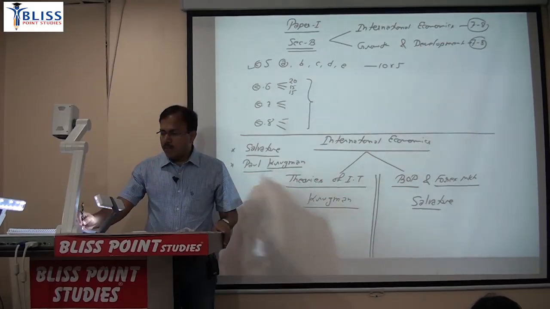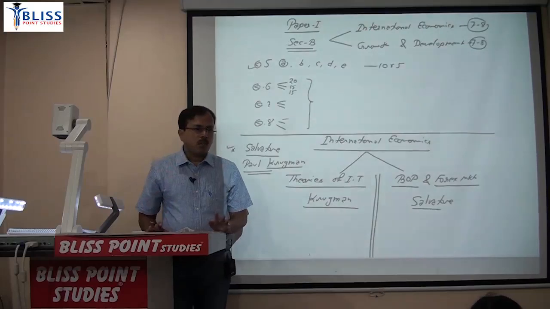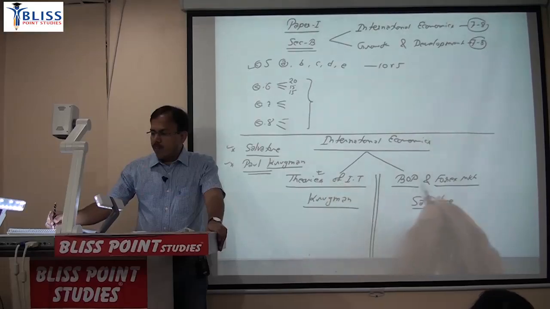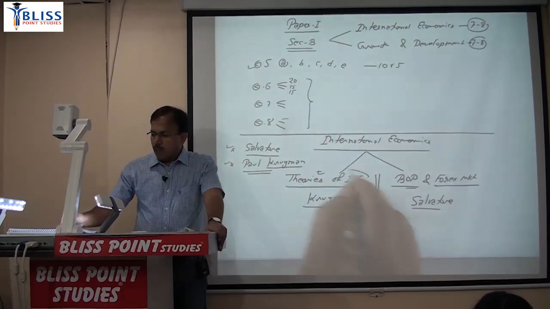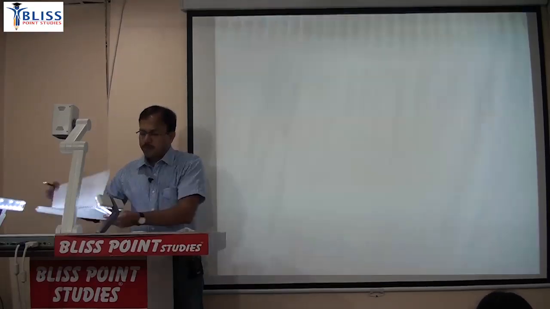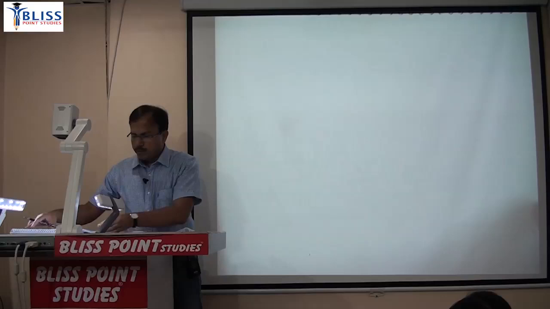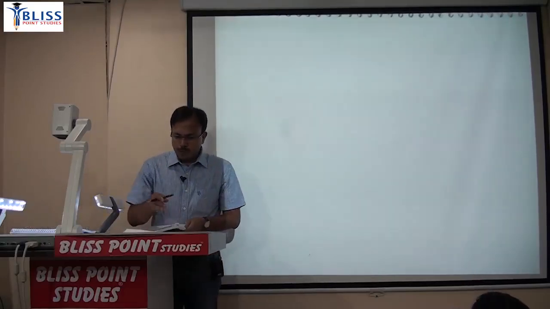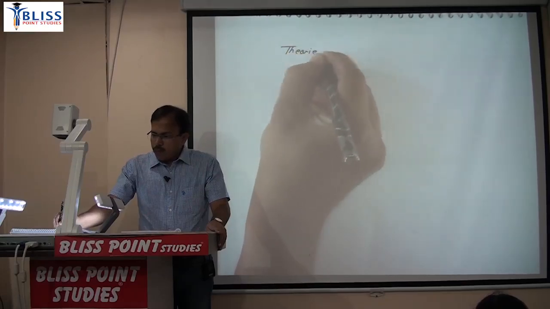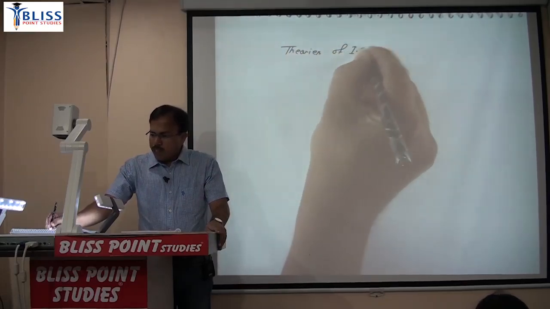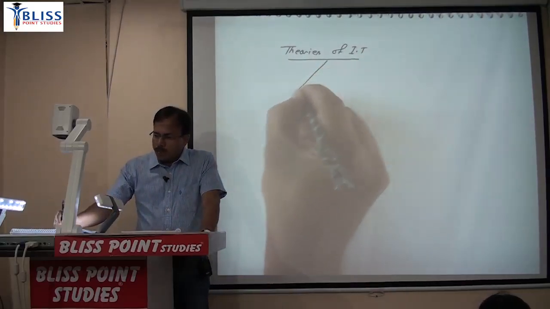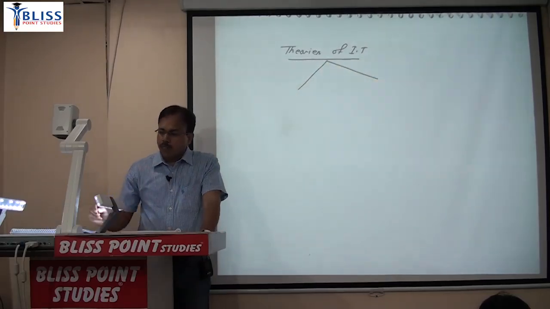You don't have to read the entire book. There will be selected chapters, so we have to refer to those selected chapters from those books. For theories and for balance of payment, there are two separate sources. Now make the heading: theories of international trade. Divide all theories into two parts.